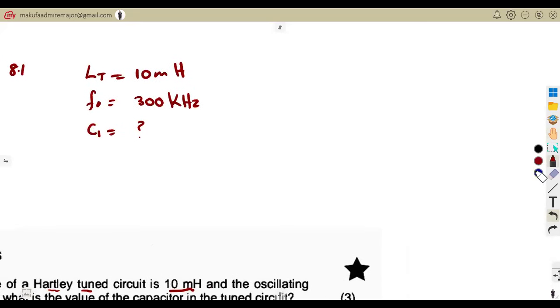From this information, we can simply work with our oscillating frequency, just like the normal frequency. Remember how you calculate your resonant frequency? Your resonant frequency is equal to 1 over 2 pi, the square root of LC. But there we consider the total, and this is the capacitor value C1. It is the same way you calculate your resonant frequency, but you need to calculate the value of C1, so you can make this the subject.